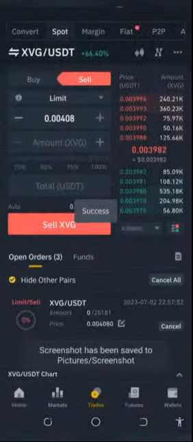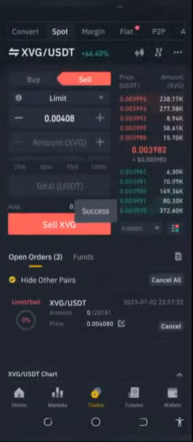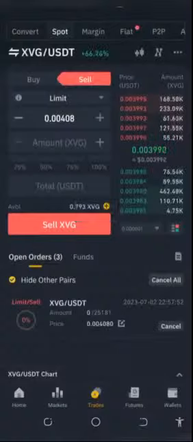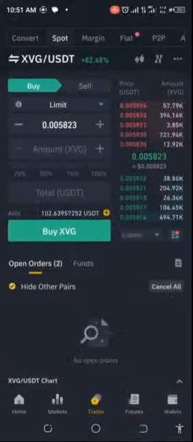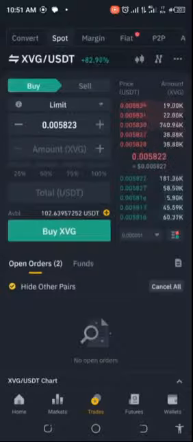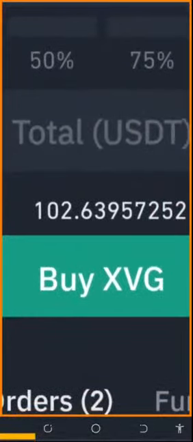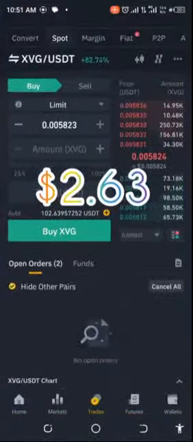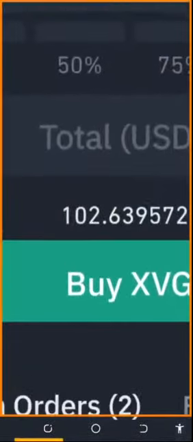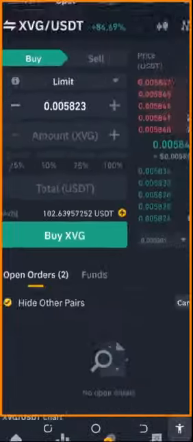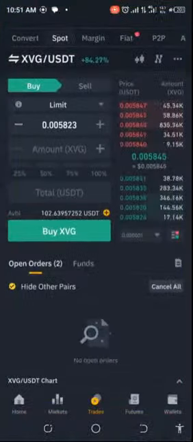So let's see. We're currently in the queue right now. Let's see how long this will take. And I will be back to give you the results. Wow, woo! It has already executed. And can you see what I can see here? We made 102.63. That's like $2.63. Almost $2.64. That's good. Really good. Now, let's take a look at the charts.